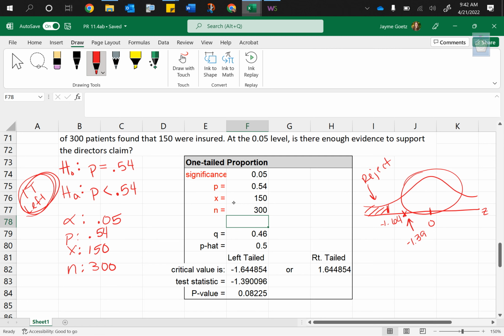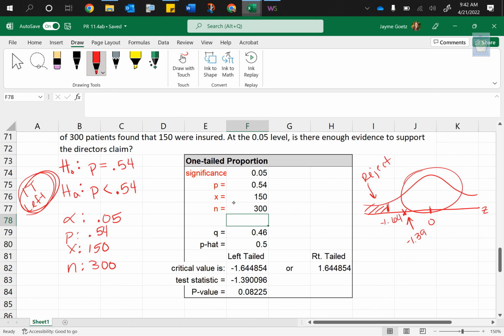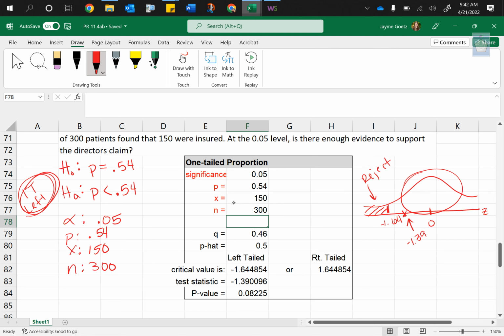What was the other way we could figure out if it was reject or fail to reject? What did we look at? The p-value. And if the p is low, the null must go. And if the p is high, the null must fly. So here's my p-value. Is it greater than or less than my significance level? It's greater than. So p is high, the null must fly, which means that we are not rejecting it.